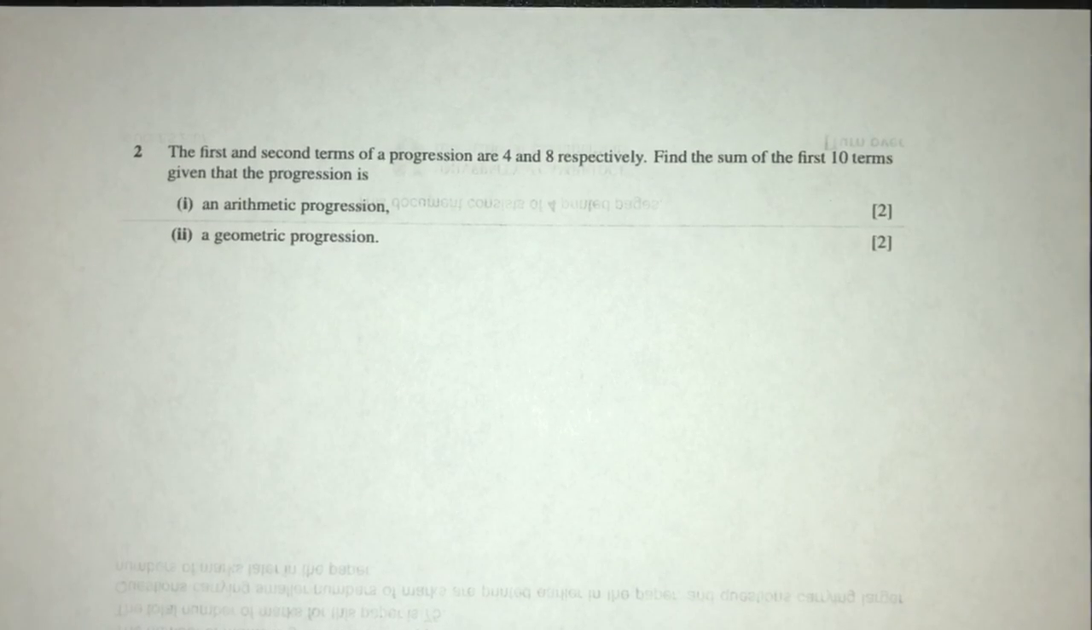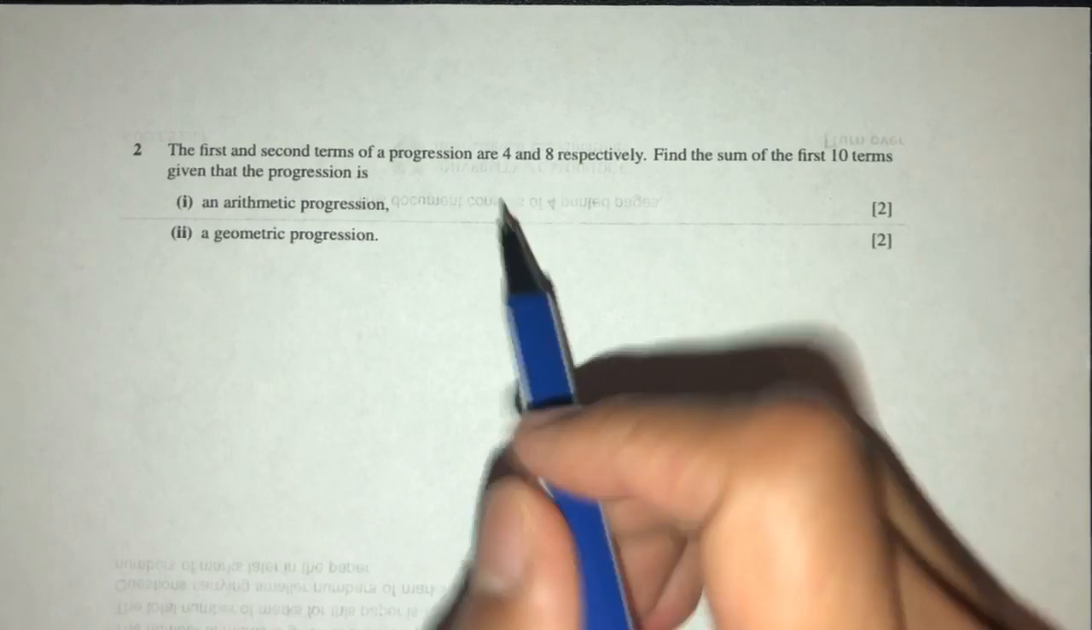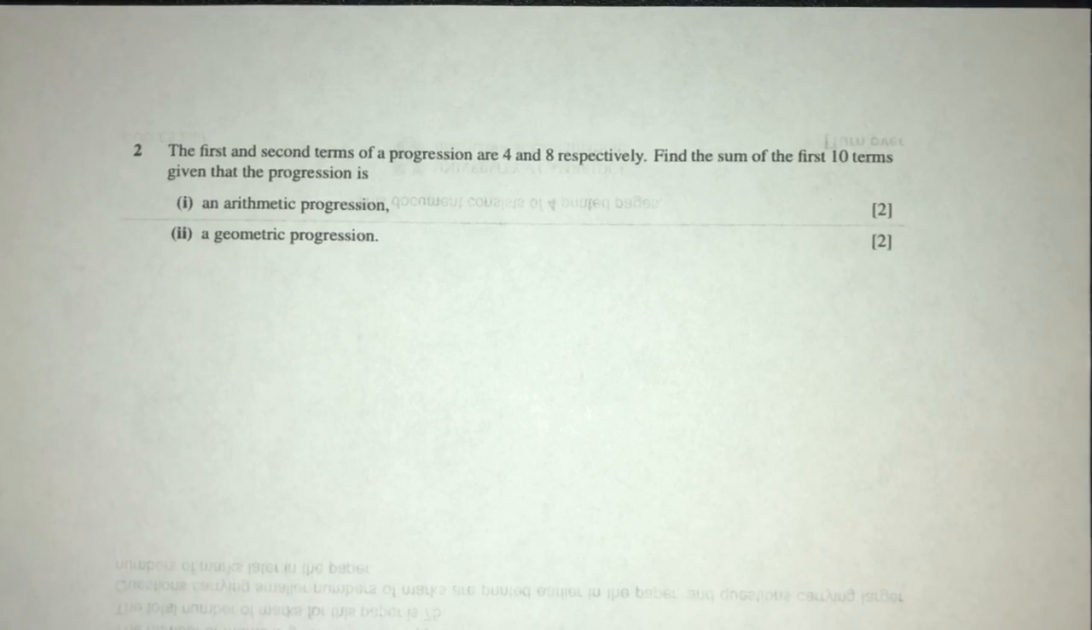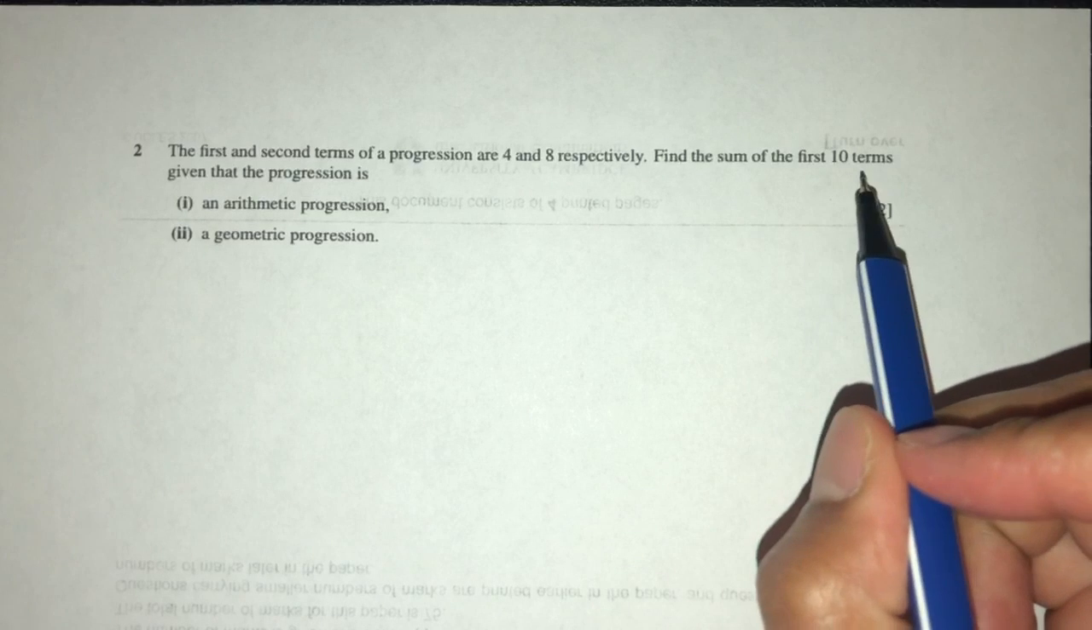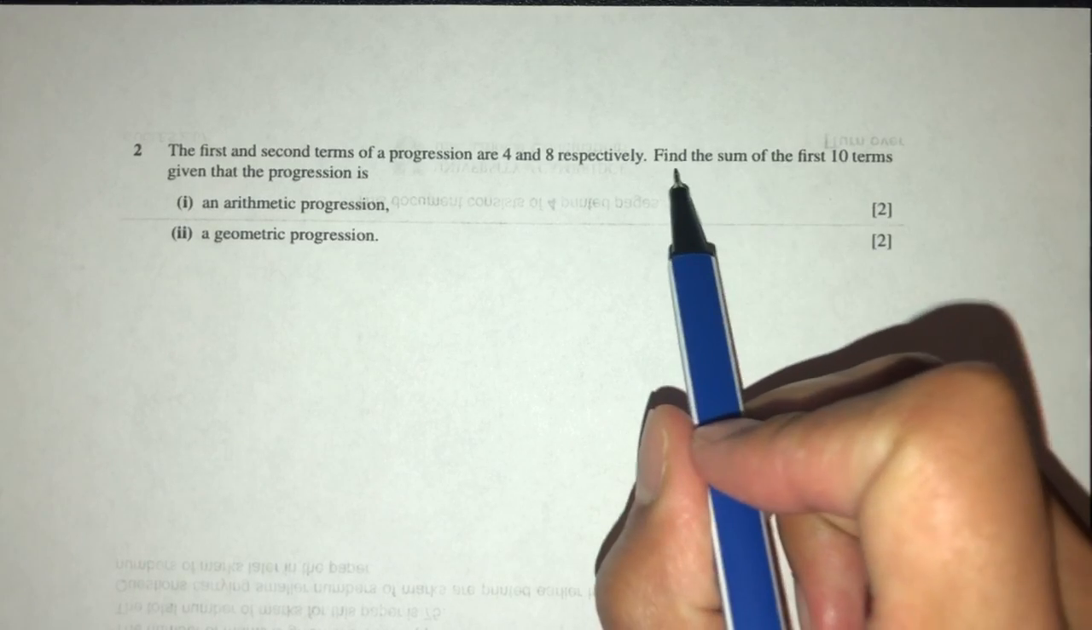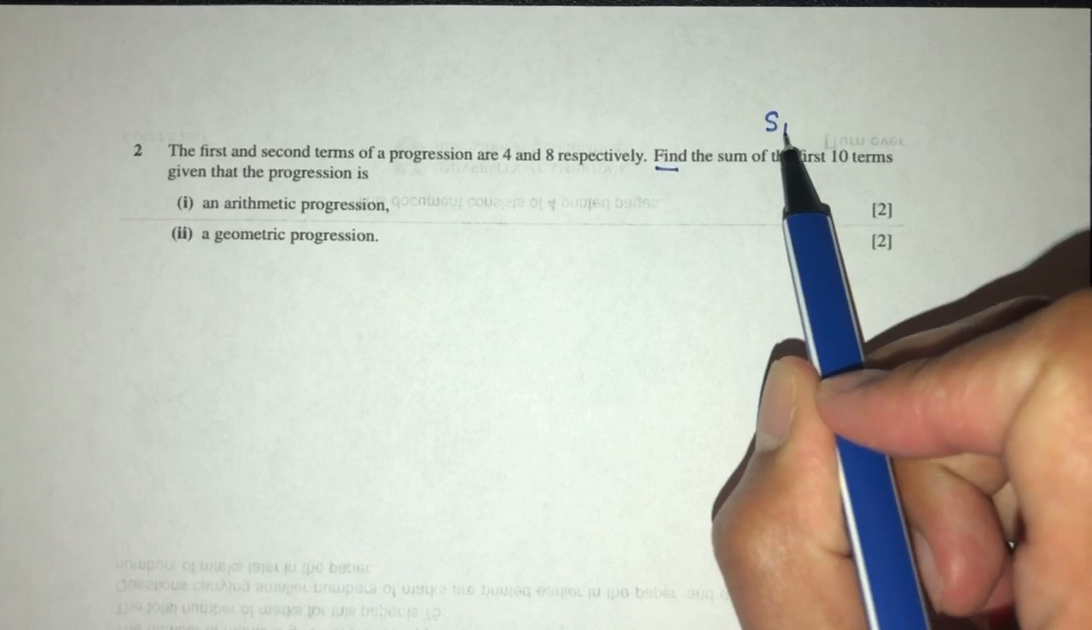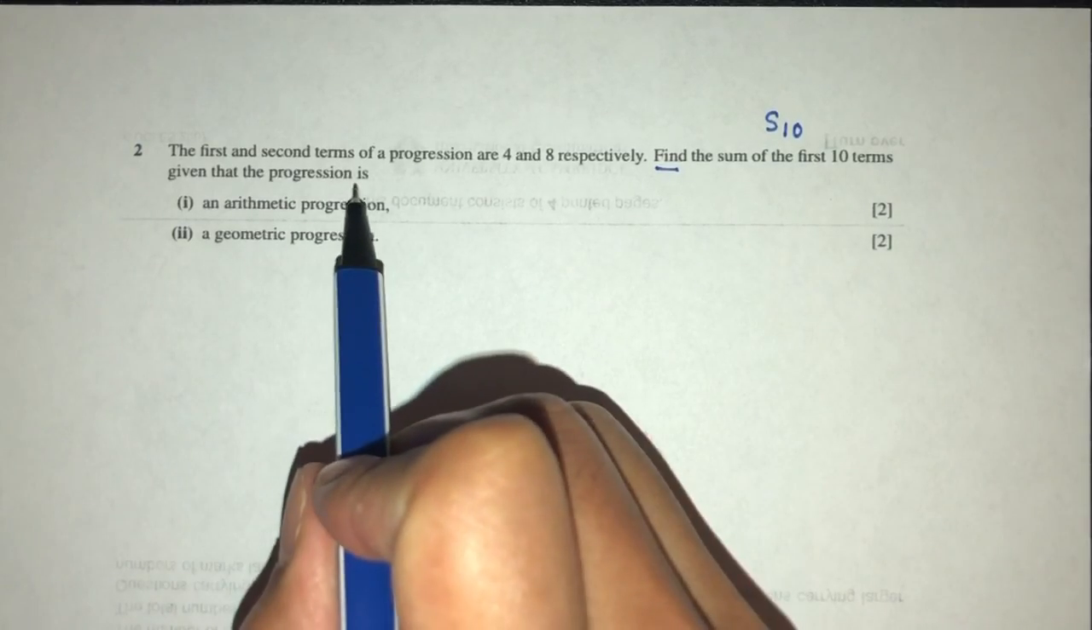Now let's move on to the next question. The first and the second terms of a progression is 4 and 8 respectively. Okay. Now the sum of the first 10 terms of this progression, so we have to find the sum of the first 10 terms if the progression is AP.